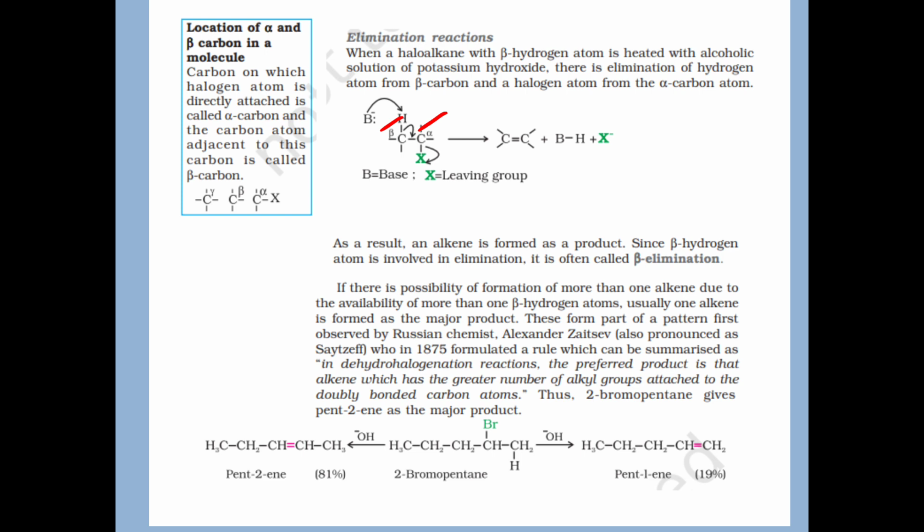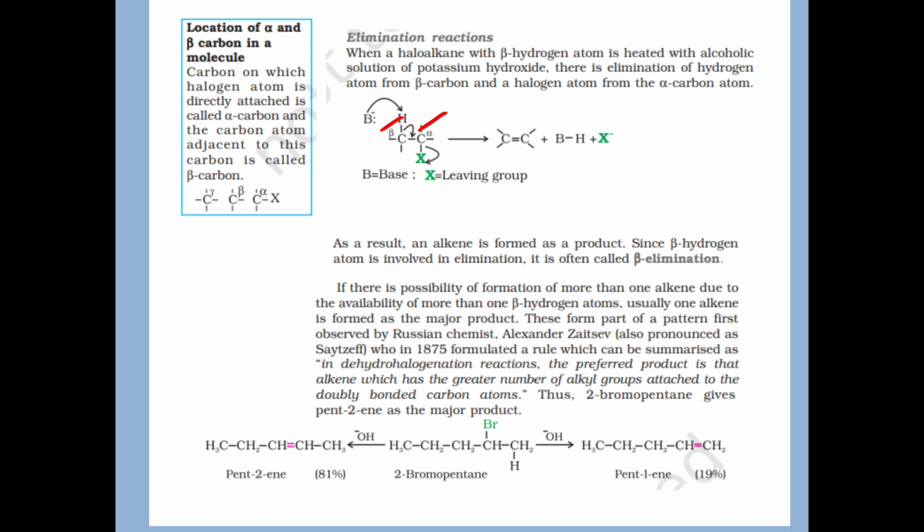The first one is the E2 reaction. As a result, an alkene is formed as a product. Since the beta hydrogen atom is involved in this elimination, it is often called the beta elimination process.